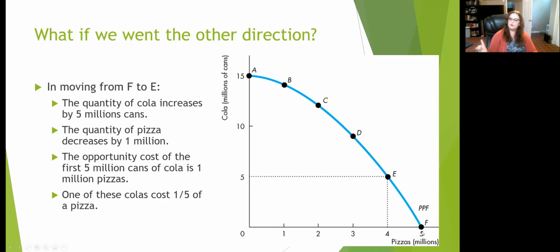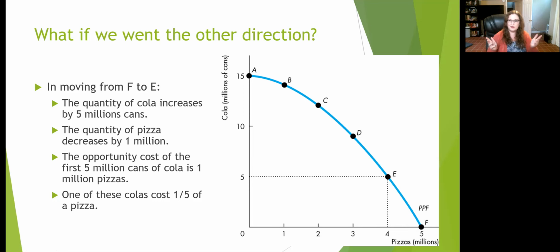Okay. Well, moving from F to E, what do we see happen? Well, we're increasing the number of sodas. We increase from 0 sodas to 5 million sodas. So we see an increase of 5 million sodas. Then for our pizzas, we see that we have to go from 5 million pizzas to 4 million pizzas. So we have a decrease of 1 million pizzas. Okay, so we increase 5 sodas for every 1 pizza.